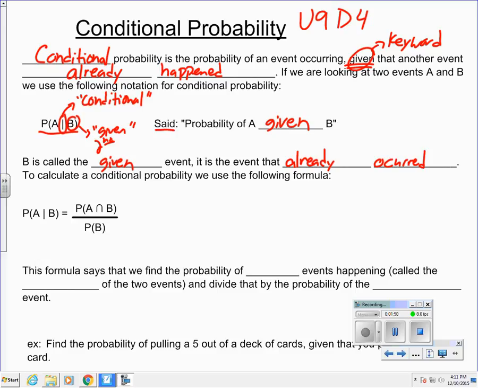So if you want to calculate a conditional probability, we use this formula. It's the probability of A intersect B, and this symbol right here means intersection, right? And intersection means both events happening. So probability of A and B happening over just the probability of the given. So you can remember this formula as probability of both over just the probability of the given.